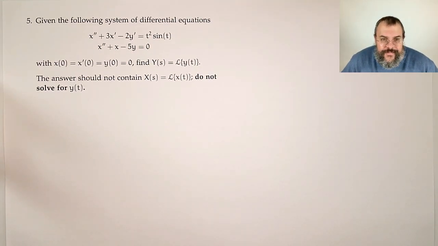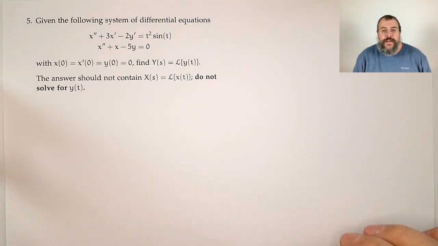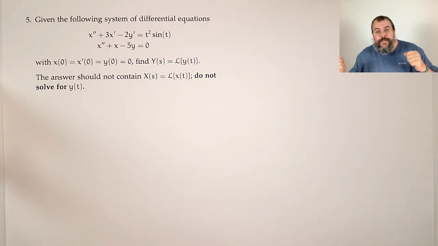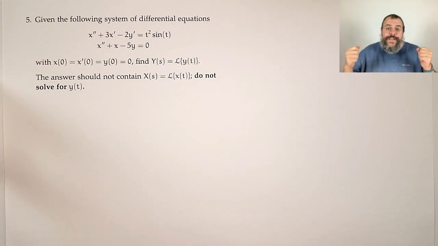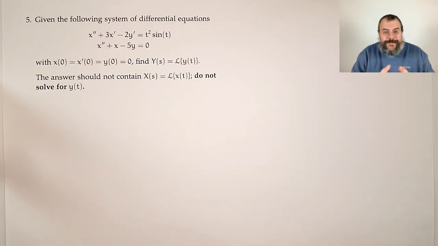All right. So, given the following system of differential equations, we have x double prime plus 3x prime minus 2y prime equals t squared sine t. x double prime plus x minus 5y equals 0. And we have x of 0 equals x prime of 0 equals y of 0. Find Y of s, in other words, the Laplace transform of y of t. And the answer should not contain X of s.